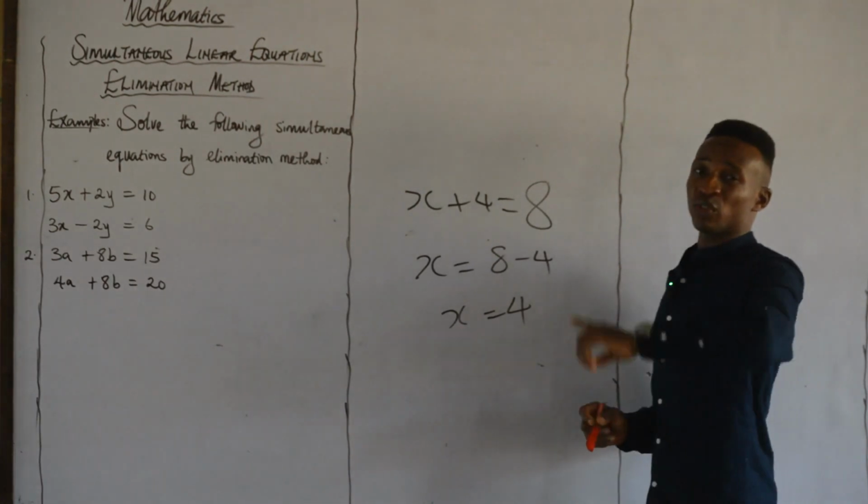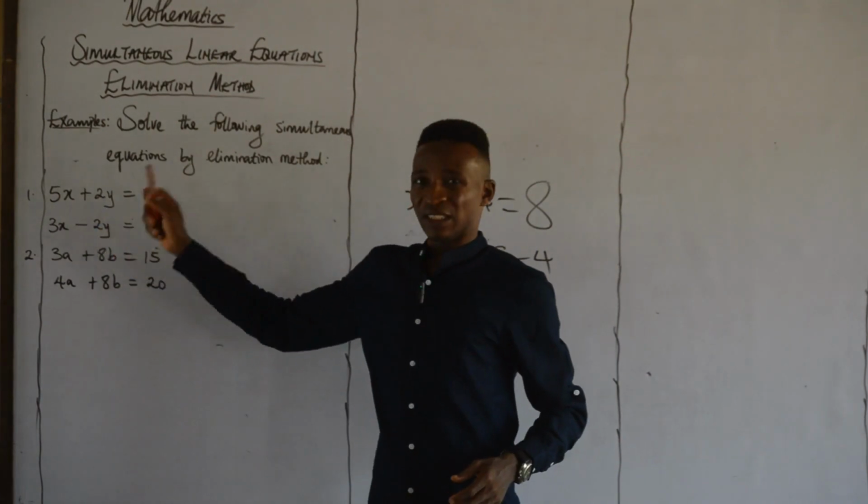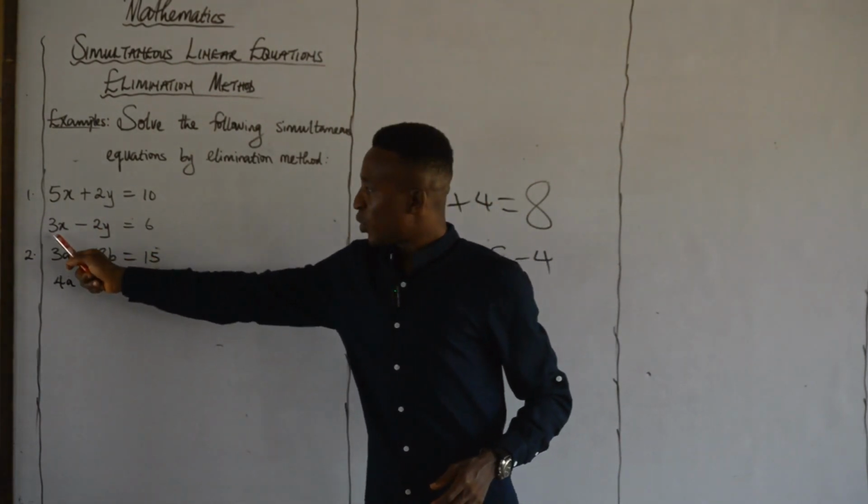That means we are having only one answer for x, as opposed to here, where we have x and y in the same equation. Here as well, we also have x and y.